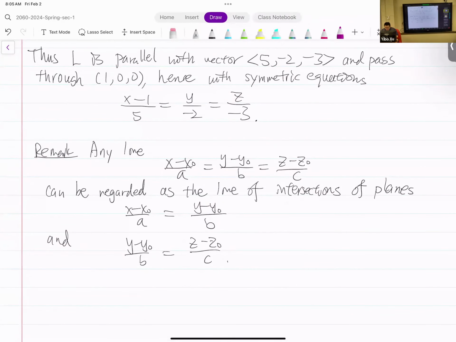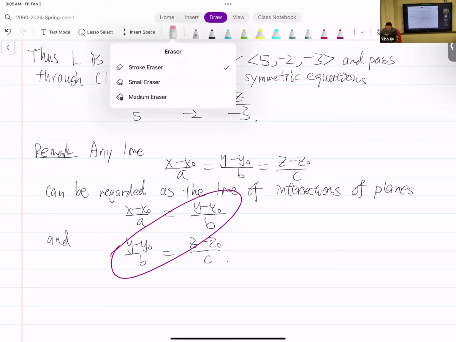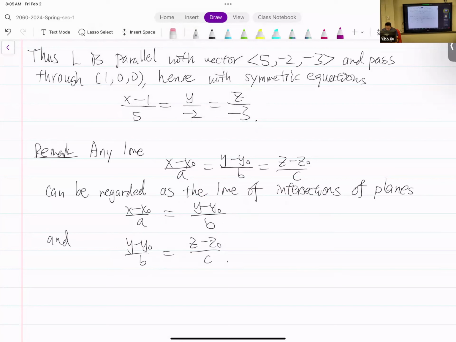And you see here, the common expression is the (y minus y0) over b, this part, right? And basically, for the three expressions that are equal in the symmetric line equation, you can just pick whatever expression is in common, right? So that will give you, let's say, if this is in common, then the x part equals the z part is a plane, and the y part equals the z part is another plane, right? So, anyways.